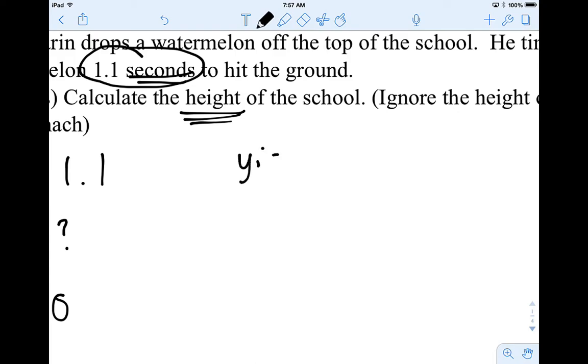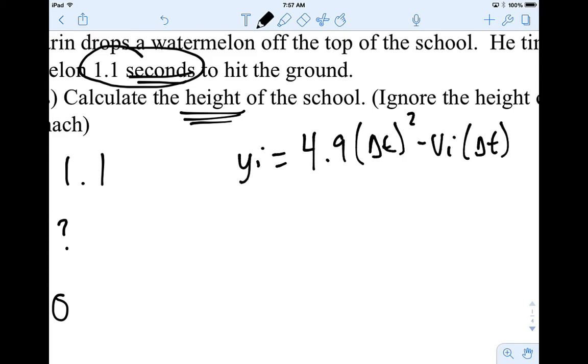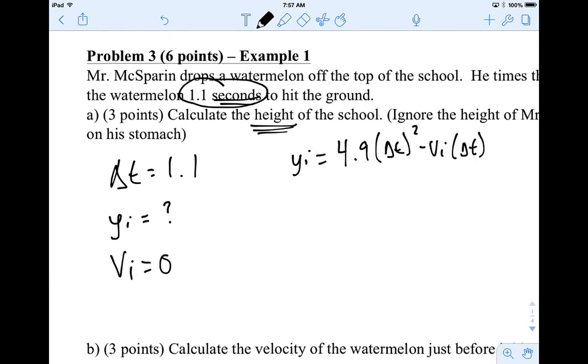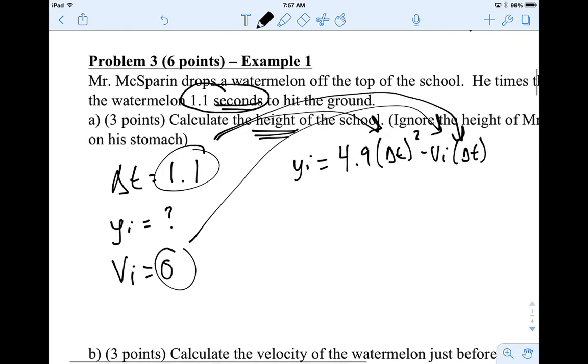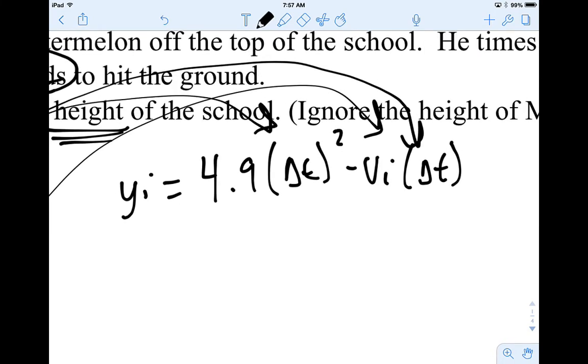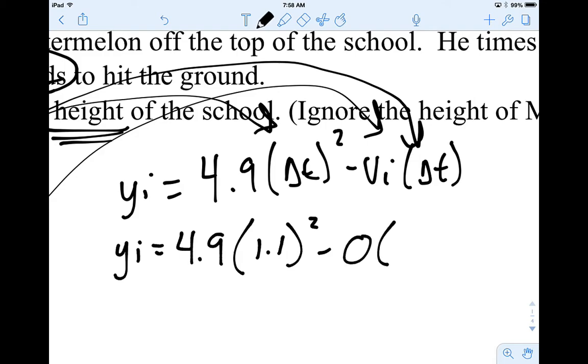Remember, this is the one on the left side of the board. So it's going to be yi equals 4.9 delta t squared minus vi delta t. And now we can go ahead and plug in. 1.1 is going to go in place of delta t. 0 is going to go in place of vi. And 1.1 is also going to go in place of that delta t. So I'm going to end up with yi equals 4.9 times 1.1 squared minus 0 times 1.1.